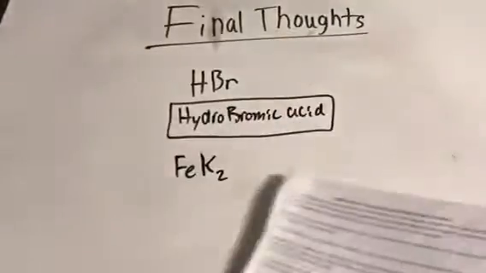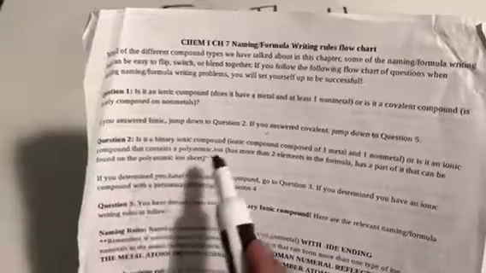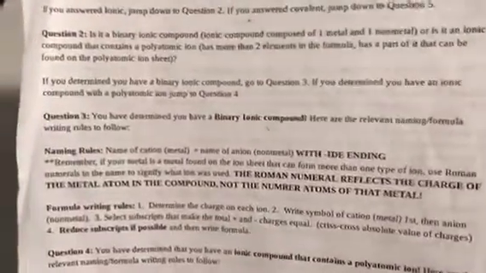One more quick example, FeK, that's iron and potassium. So start at number 1. Is it an ionic compound or a covalent compound? This is an ionic compound. Go to question 2. Is it a binary ionic compound composed of one metal and one nonmetal, or is it an ionic compound that contains a polyatomic ion? This does not contain a polyatomic ion, so you just go to question 3. You determine you have a binary ionic compound. Yay, we figured out what this is. So here are the relevant naming rules.